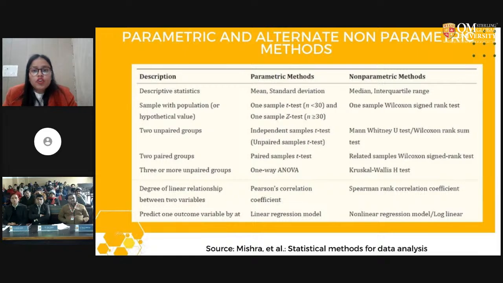Lastly, if you want to predict a variable, or find out the impact of one variable over another variable, you can use a parametric method, that is linear regression. On the other hand, in non-parametric methods, we have the option of non-linear regression or log linear regression. Okay. Next slide, please.